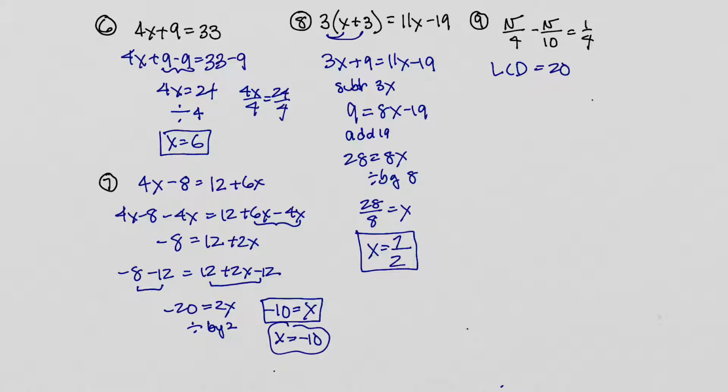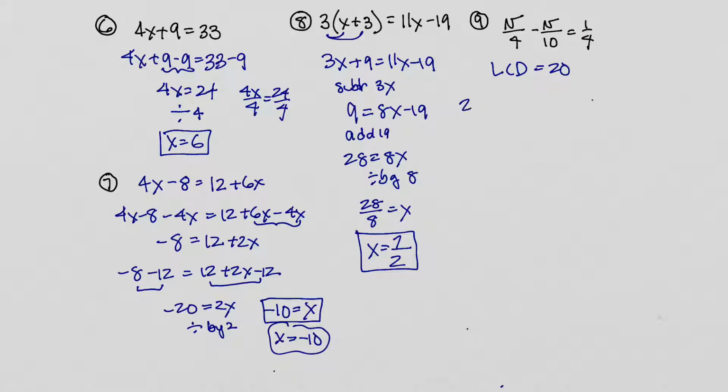Does that make sense? 4 goes into 20 and 10 goes into 20, and 20 is the smallest number that both of these divide into. Now if you wanted to use 4 times 10 is 40, that's fine, it'll still work, the numbers just get a little bit bigger. Now what we're going to do is take this 20 and multiply both sides of the equation by 20. I'm going to multiply it here, I'll multiply it here.